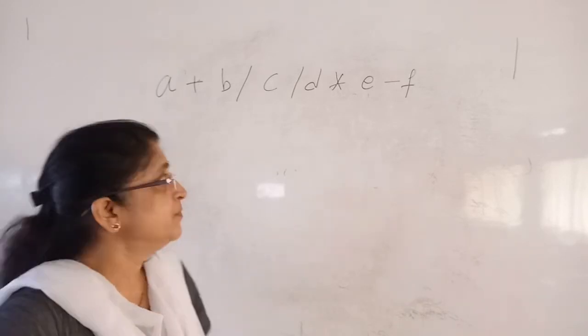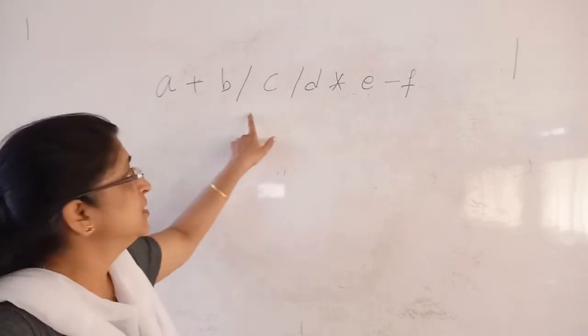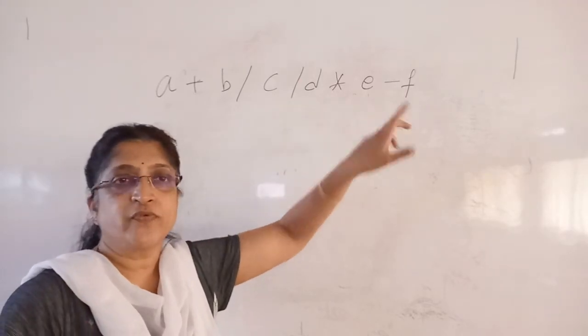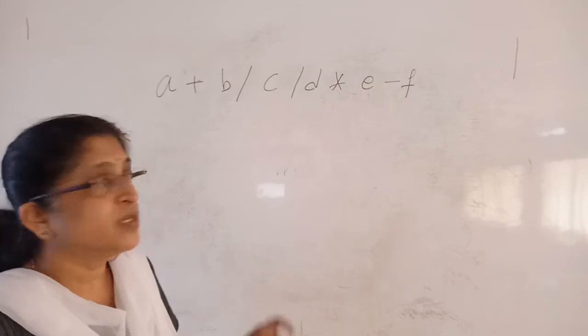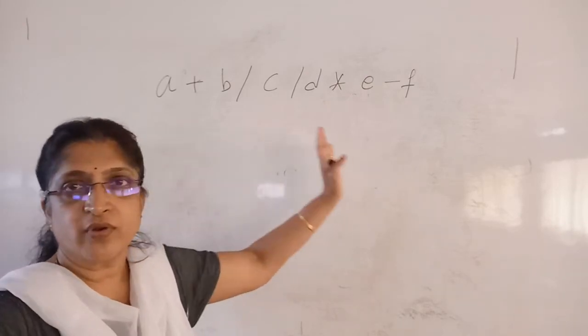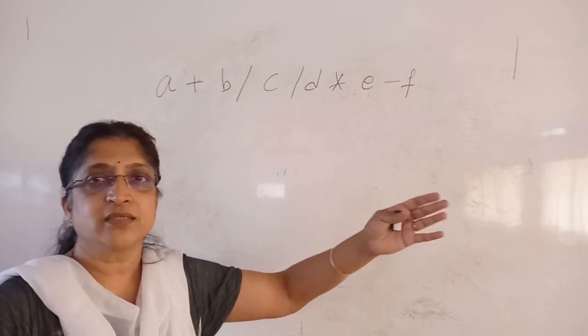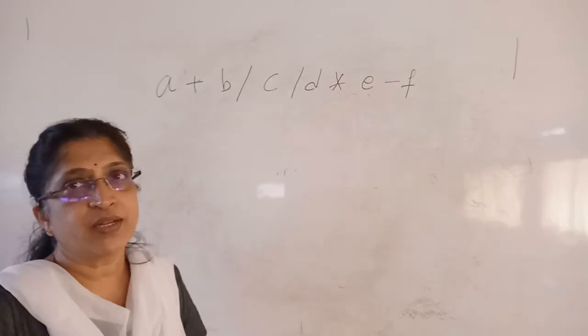Okay, in this expression, I have taken all the operators. So we have plus, slash, that is division, multiplication and subtraction. Now we have to first parenthesize the expression. Scan from left to right: which operator gets converted first, that is, which operator will get executed in the compiler in your computer first. So that we have to parenthesize.